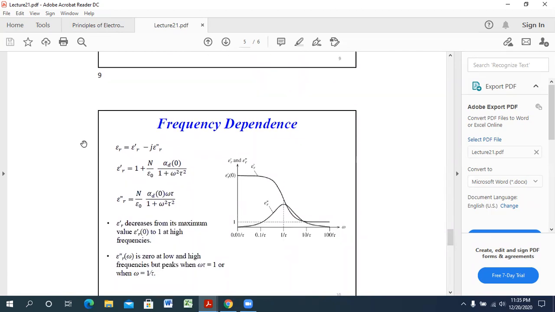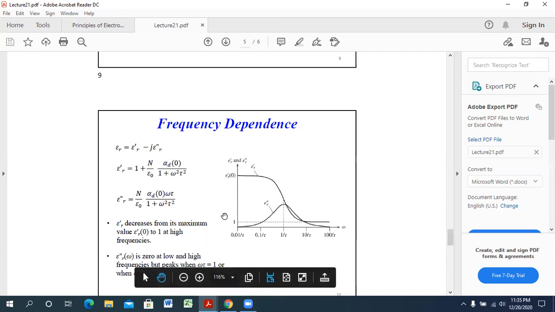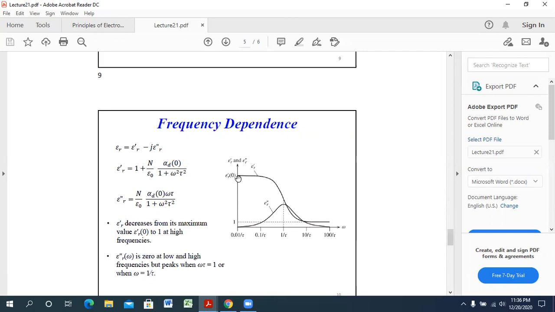Now, if we want to plot these things in a graph with respect to tau, sorry, 1 by tau, then the graph of epsilon r double prime and epsilon r single prime should look like this.